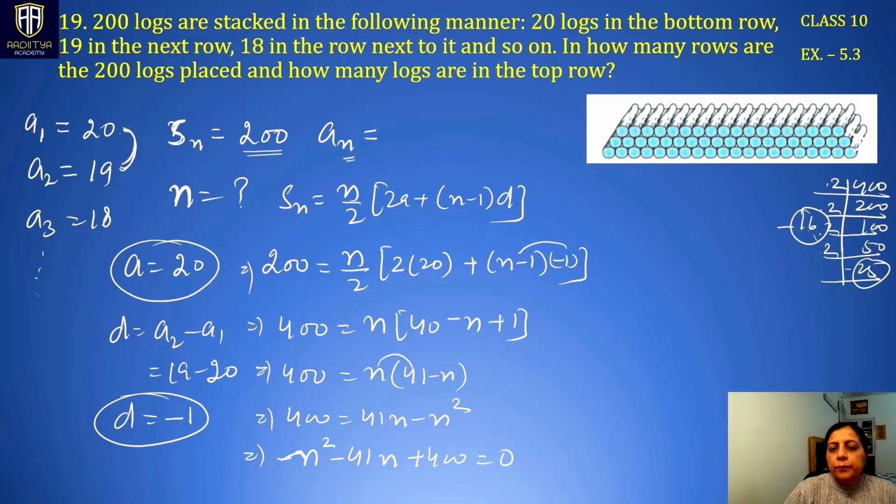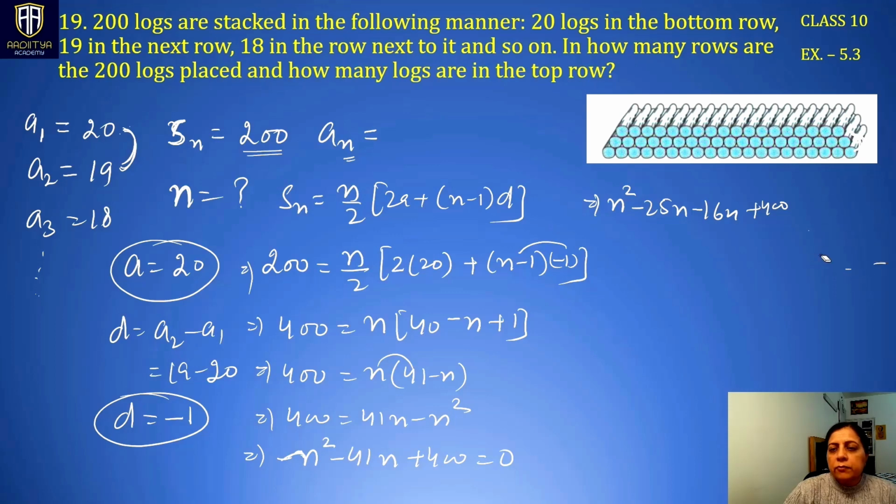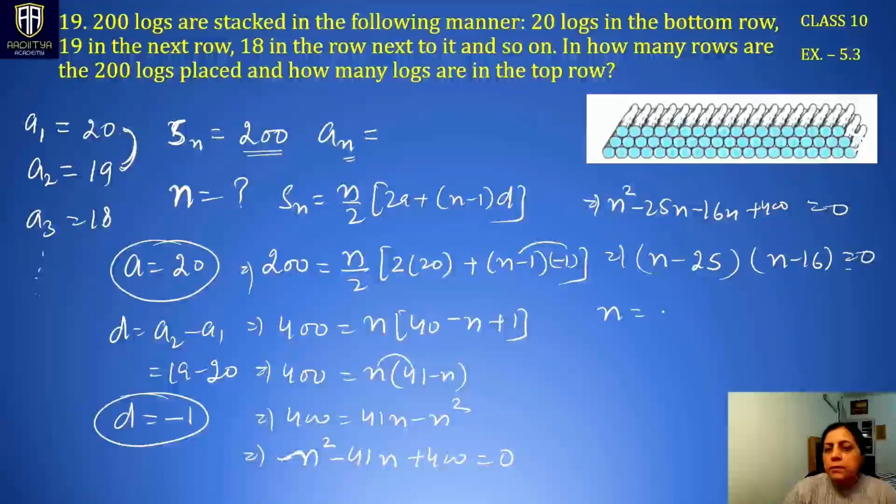I'm writing it here. It implies that n square minus 25n minus 16n plus 400 is equal to 0. The factors are minus 25n and minus 16n, plus 400 equals 0. So now it is n minus 25 and n minus 16 is 0. So the number of rows here is either 25 or 16. So we have two possibilities here, right?